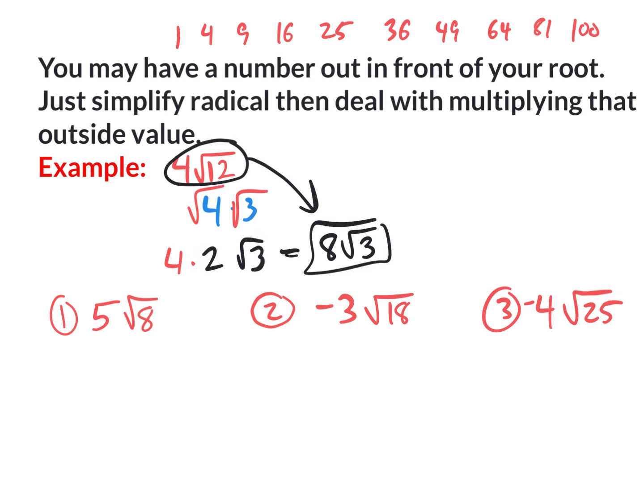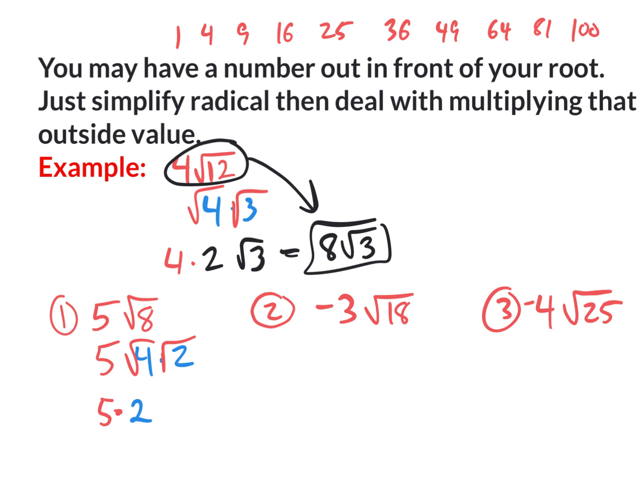Okay? So looking at example 1 right here, 5 square root of 8. 8's not a perfect square number. I could rewrite that as what? Anybody? 4 times 2. So the 8 is going to become 4 times 2. We're going to split the root, bring down the 5. So what do we really have? We have 5 times, what is the square root of 4? 2. It's the nice, beautiful number 2.